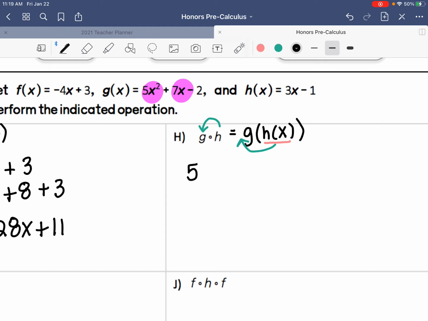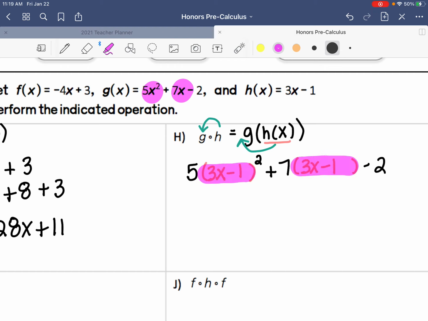So when I do my placeholders, I'm going to do 5 parentheses, and now that x was squared, so it's going to be parentheses squared, plus 7 parentheses, because it's 7x, I'm going to take the x out, put in the parentheses, minus 2. And in that parentheses, I'm going to put in the h function. Now the h function is 3x minus 1. All right, so again, everywhere there was an x, I'm going to replace that with the actual h function.